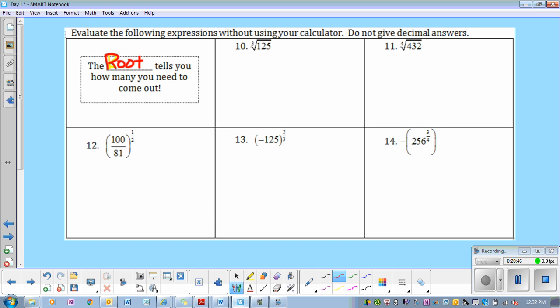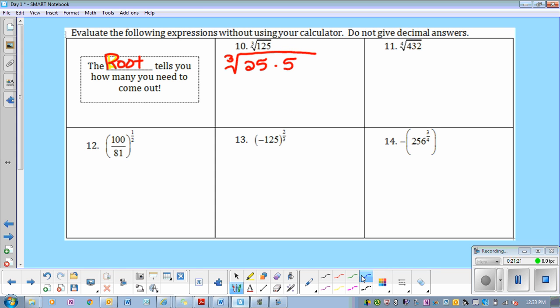So if I have the cube root of 125, do you know what the cube root of 125 is? It's 5, right? If you have your perfect cubes memorized, you look at it and go, oh, 5 cubed is 125. But if you didn't remember that, that's fine. We'll just break it down. Cube root of 125. Well, 125 can be broken down into 25 times 5.